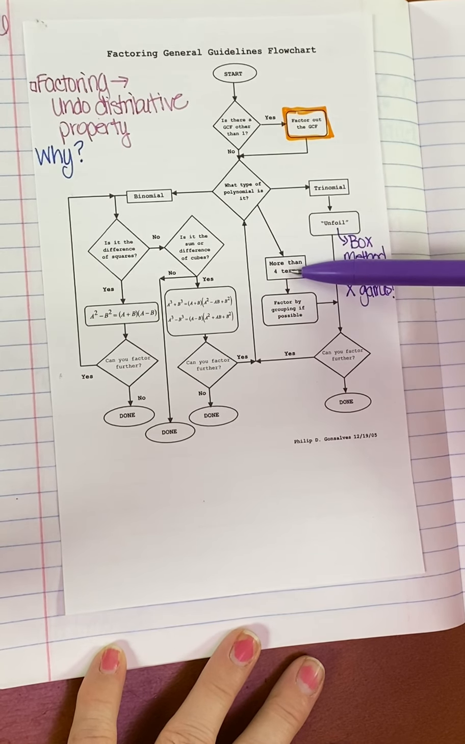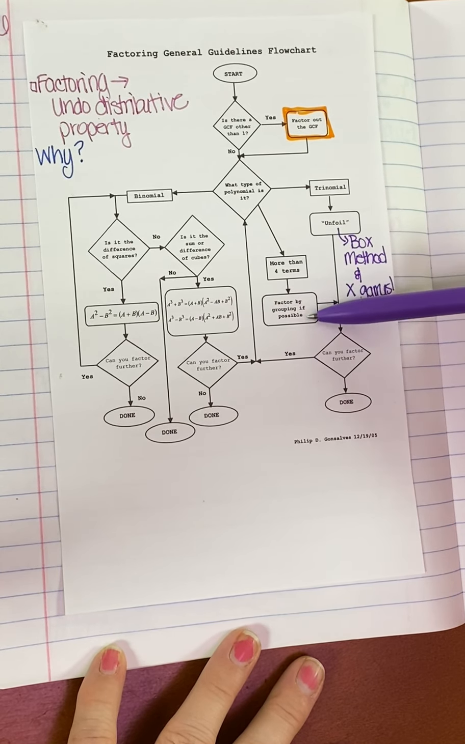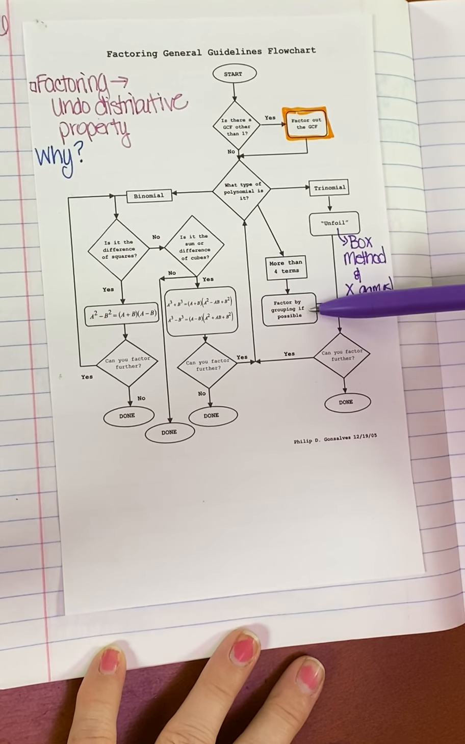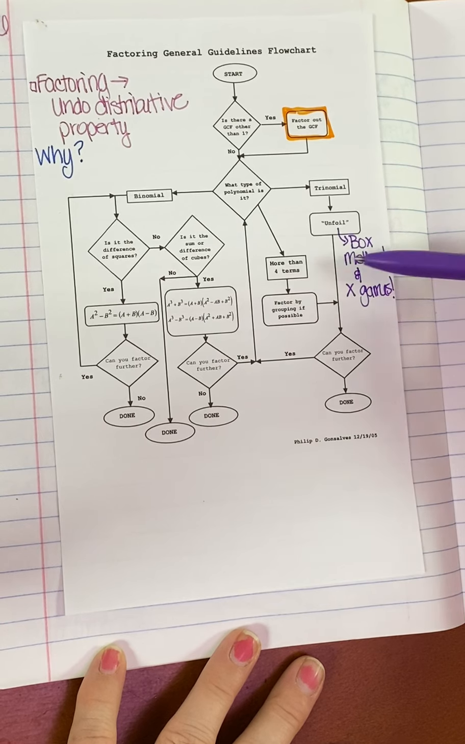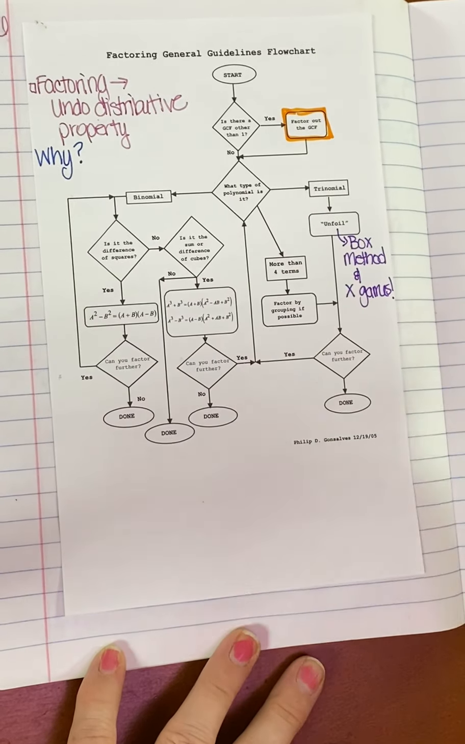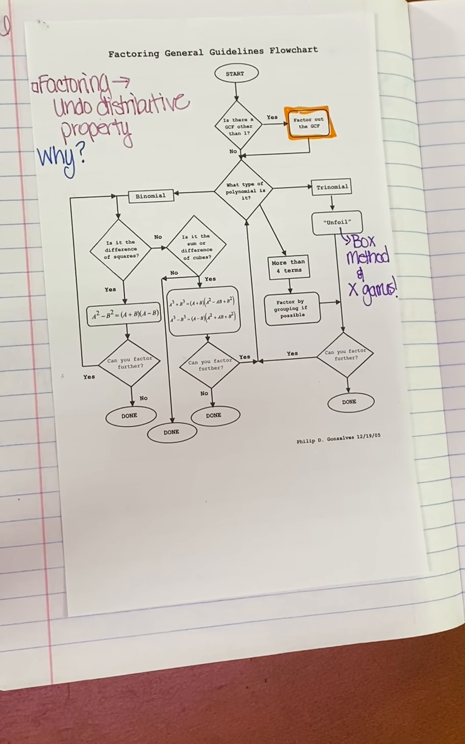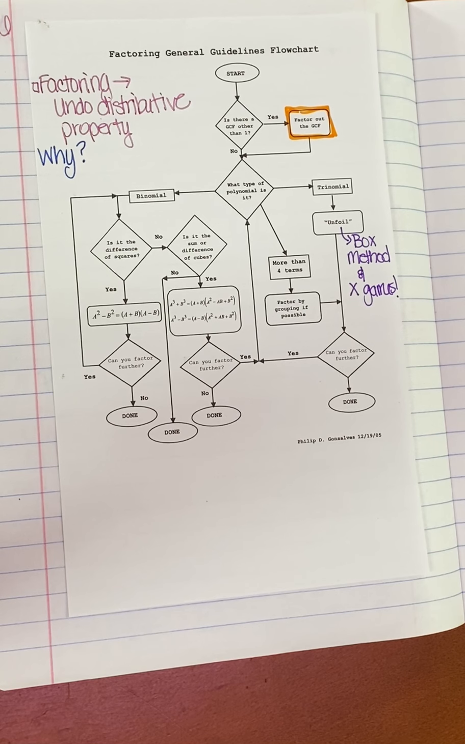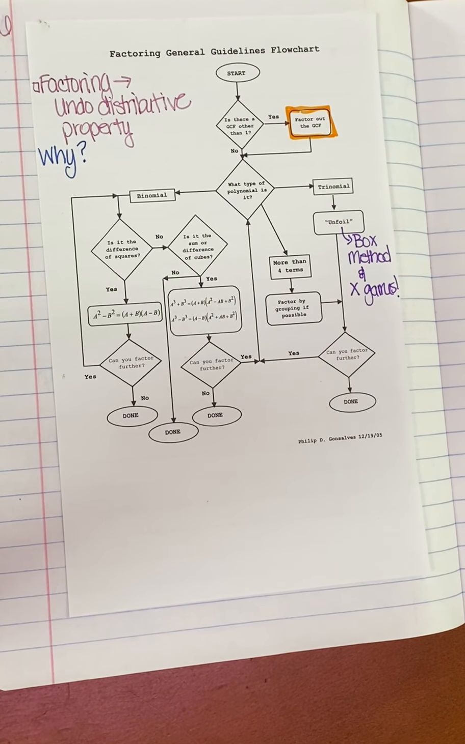If it has more than 4 terms, you're going to factor by grouping if it is possible. And then within that, you can factor either trinomials or binomials as necessary. Okay, so this is just an if-this-then-this explanation for the different types of factoring.